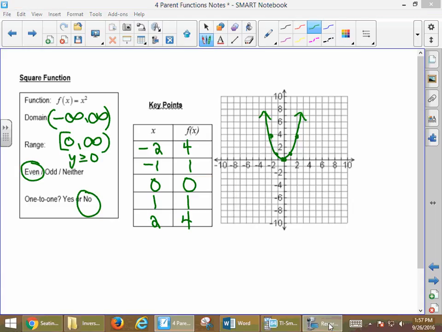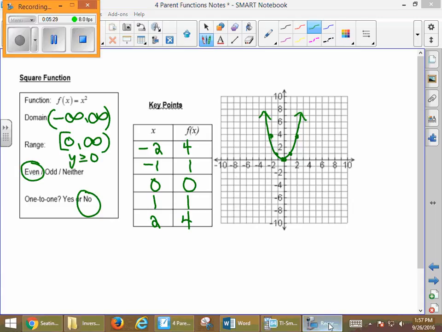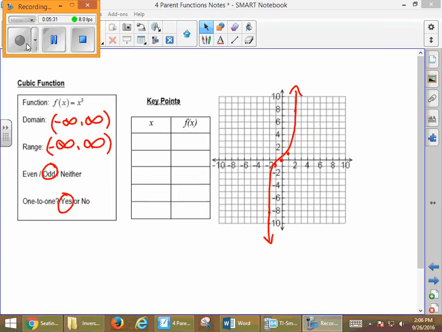I'm going to pause the video for a minute. In the cubic function, domain is all reals, range is all reals. It is an odd function. We have the point 1, 1 on the graph, and we have the point negative 1, negative 1 on the graph. We have the point 2, 8 on the graph. We have the point negative 2, negative 8 on the graph. And it is also 1 to 1.